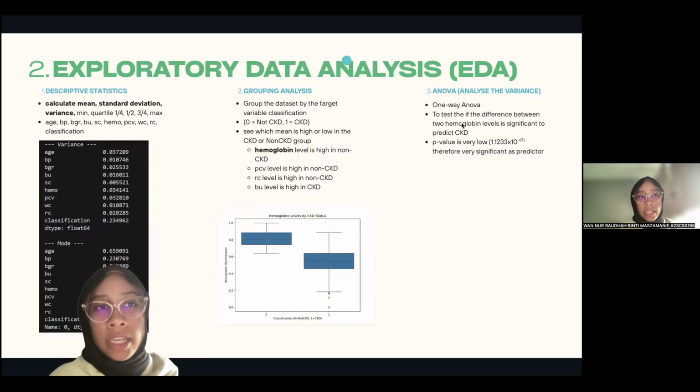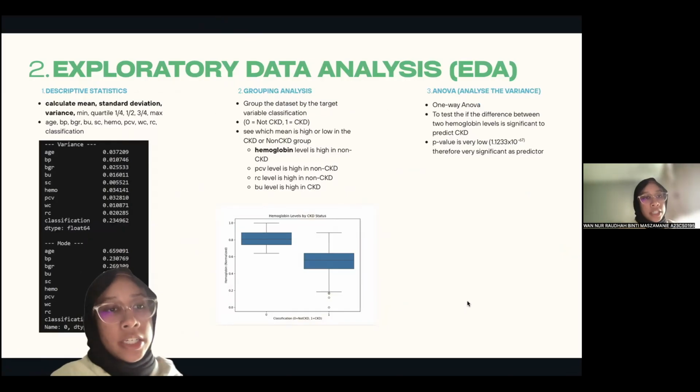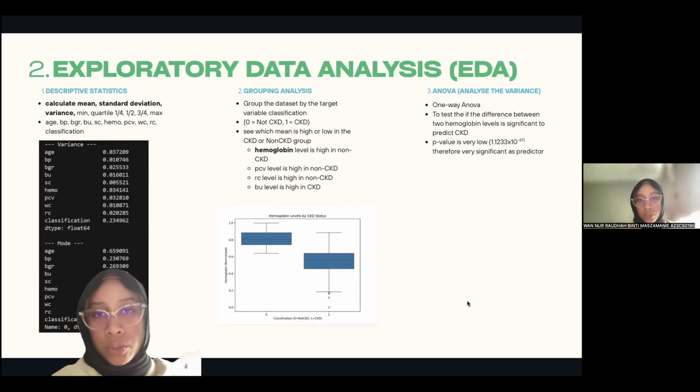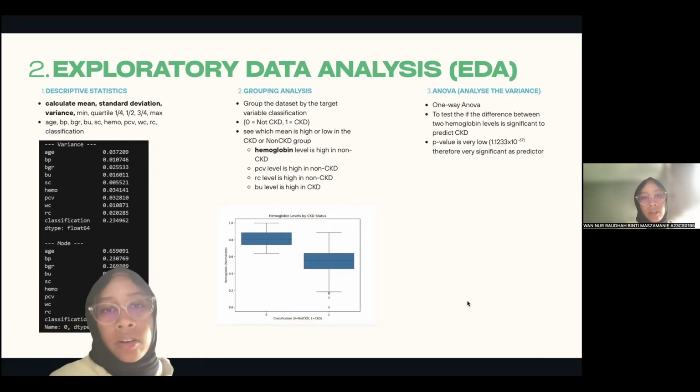And after we have cleaned the data, we do exploratory data analysis. So the first is descriptive statistics. We calculated the mean, standard deviation, and variance for these categories, which are age, BP, SG, BU, and all that. And after that, we can do a grouping analysis, where we group the dataset by the target variable classification: 0, not CKD, and 1, CKD, chronic kidney disease. And we can see which mean is high or low in the CKD or non-CKD group.